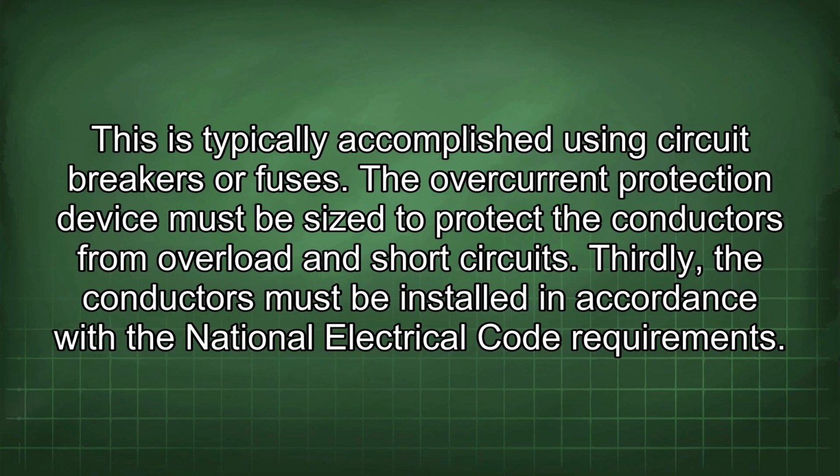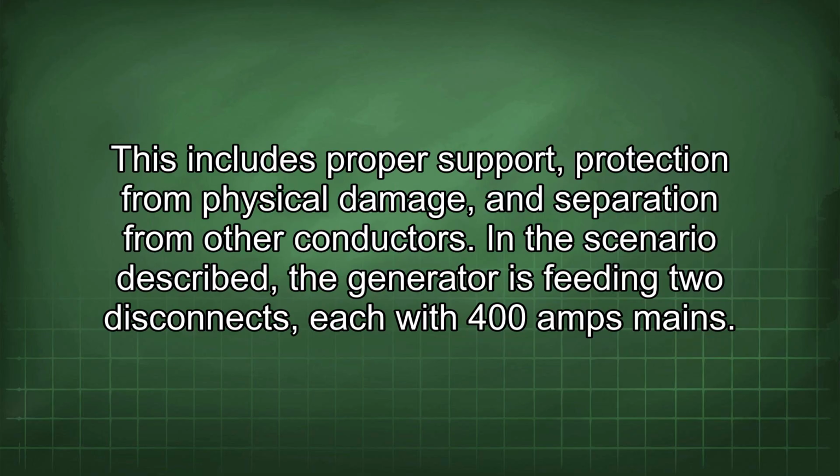Secondly, the conductors must be protected against overcurrent. This is typically accomplished using circuit breakers or fuses. The overcurrent protection device must be sized to protect the conductors from overload and short circuits. Thirdly, the conductors must be installed in accordance with the National Electrical Code requirements. This includes proper support, protection from physical damage, and separation from other conductors.